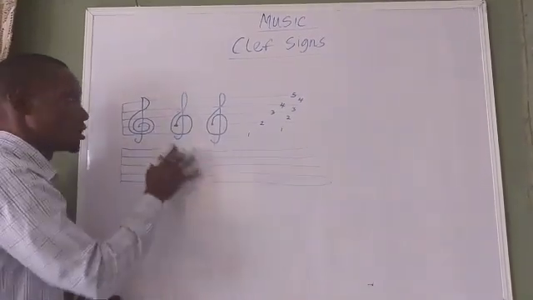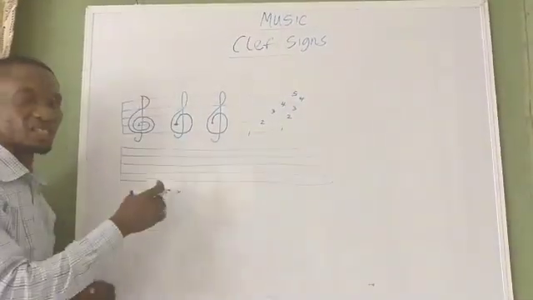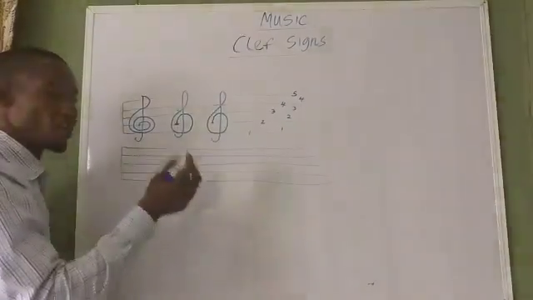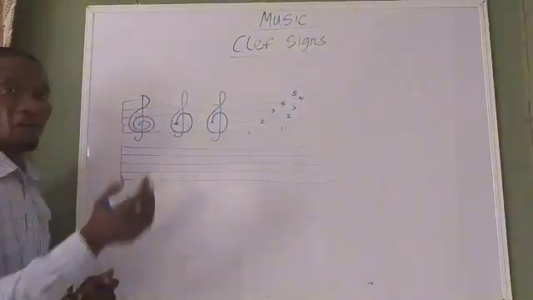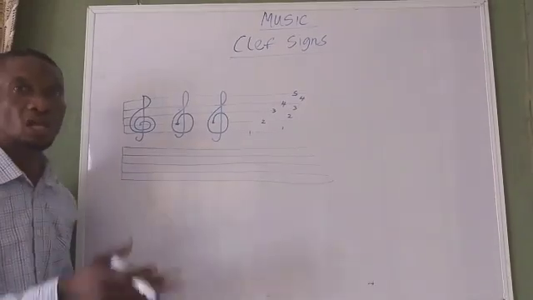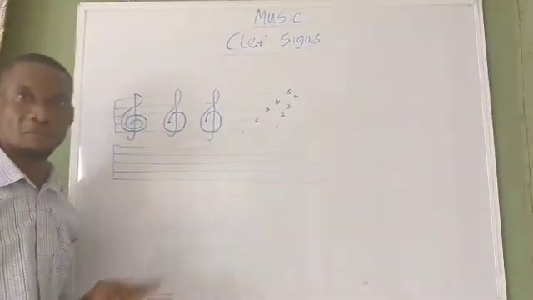So when you place this on these 5 lines and 4 spaces, they start getting their names, deriving their names from the first 7 alphabets. So I'm going to go to the next video to tell you the names of the letters, the alphabets that we use in music.